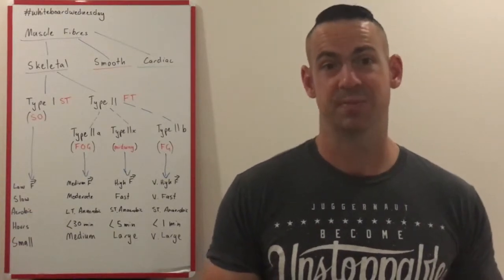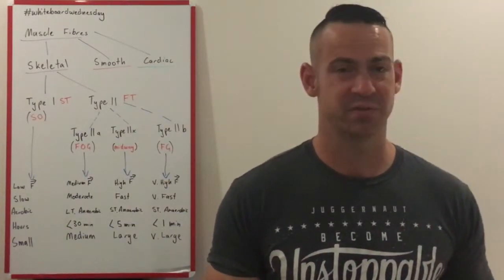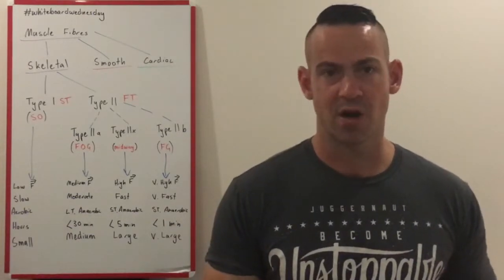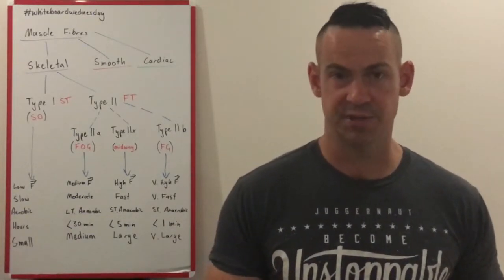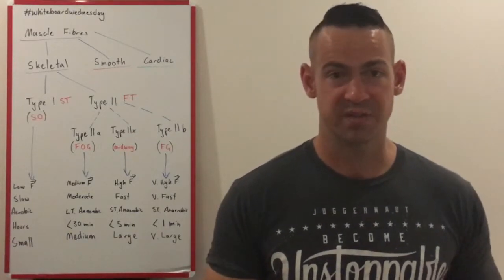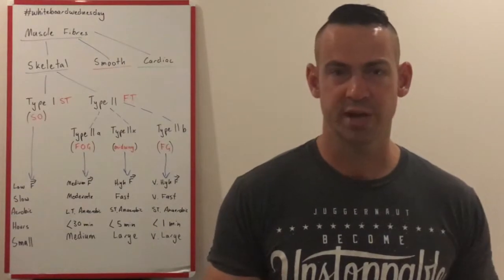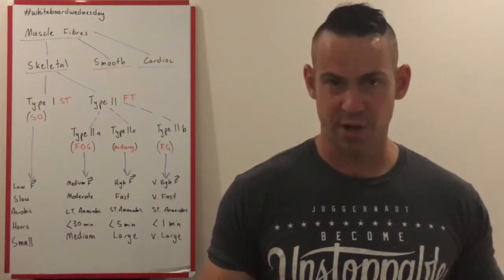Moving on to the type 2X muscle fibers. Now, type 2X muscle fibers are really getting into that short-term anaerobic work, less than 5 minutes, or the glycolytic anaerobic energy system. They're going to fatigue pretty fast, but not quite as fast. So they're still doing some large, powerful contractions, just not for a very long time.